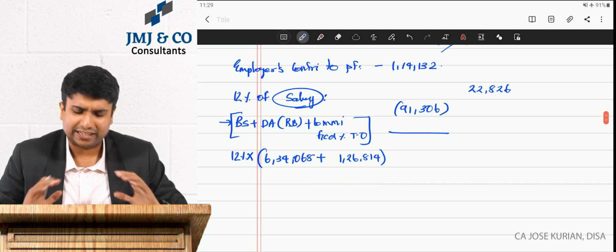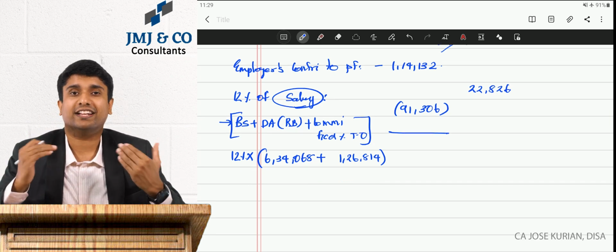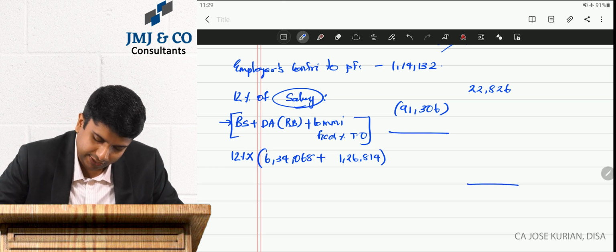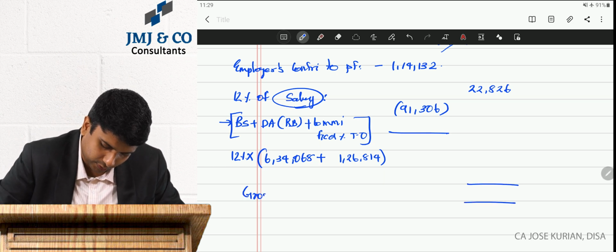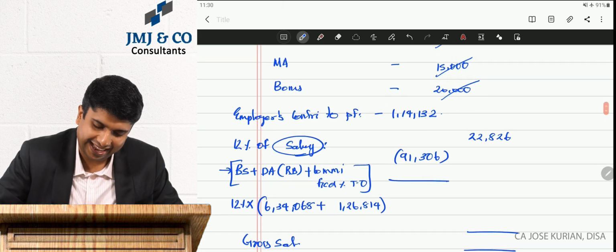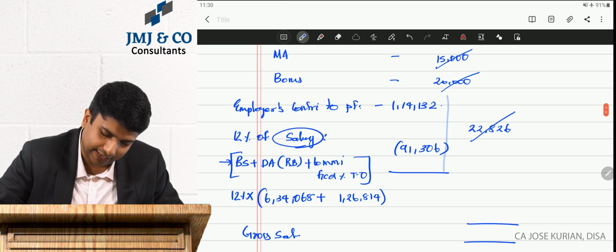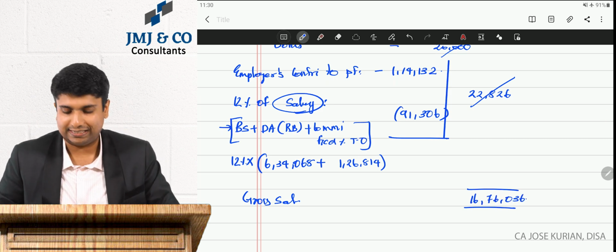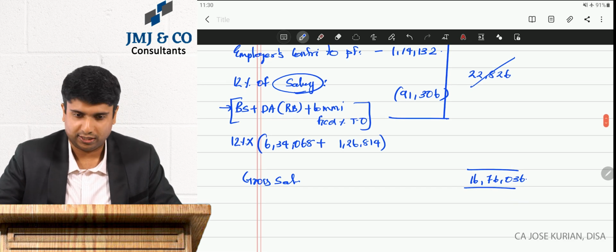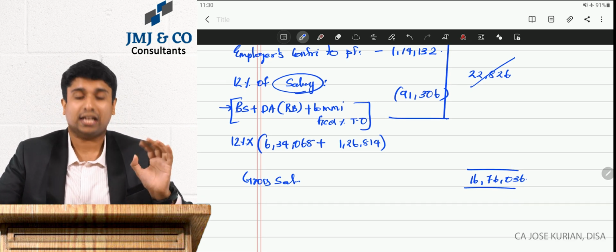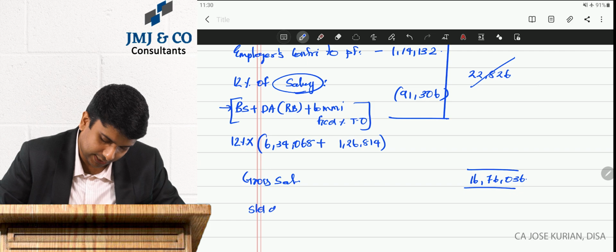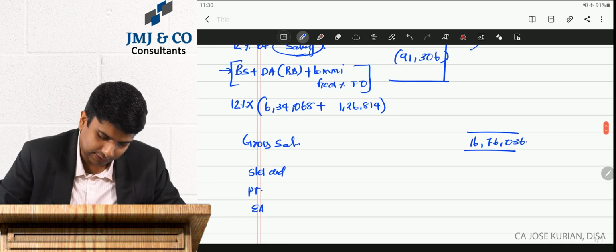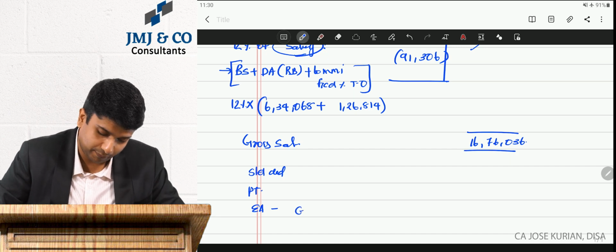Alright, and in the paragraph there is no more adjustment in relation to salary. So we can compute the gross salary. If we add all these items, our total would be 16,76,036 rupees. 16,76,036 would be our total. Now from a normal gross salary you can claim standard deduction as well as professional tax paid as well as entertainment allowance. Entertainment allowance is only applicable for government employees.